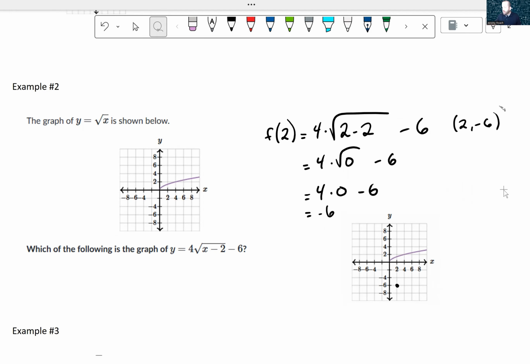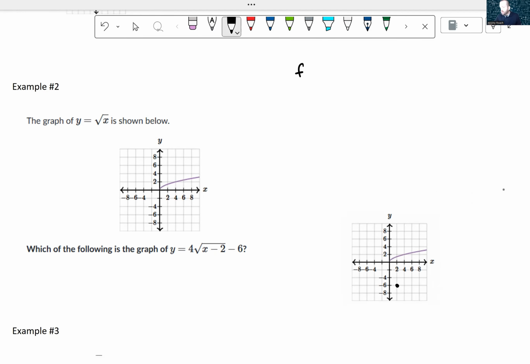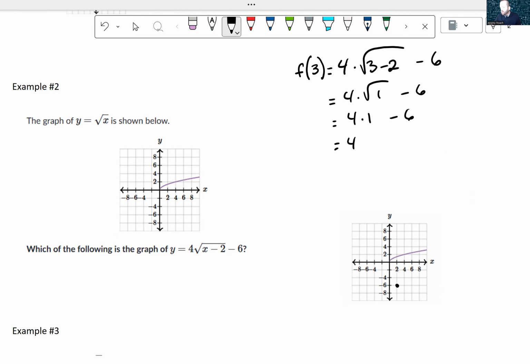Well, let's see what happens now if we get a 1 underneath the radical. So if we have a 1 underneath the radical, we would have to plug in 3 for x. So we have f of 3 is equal to 4 times the square root of 3 minus 2, minus 6. That's 4 times the square root of 1 minus 6, which gives us 4 times 1 minus 6, which is 4 minus 6, which equals negative 2. So this is the point (3, negative 2), which is right here. So now we sort of have a graph that's starting to look like something like this.